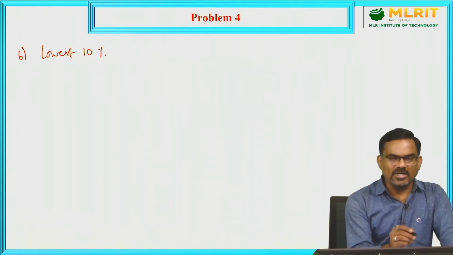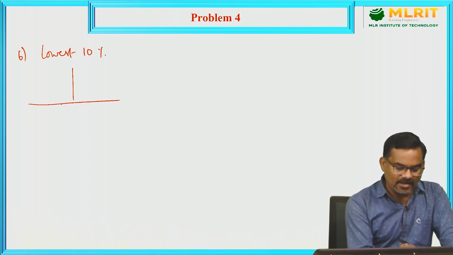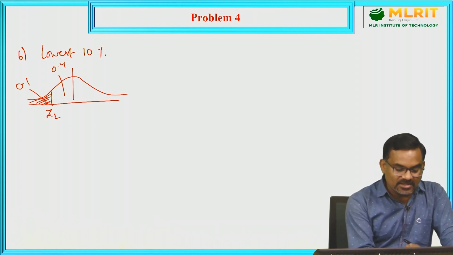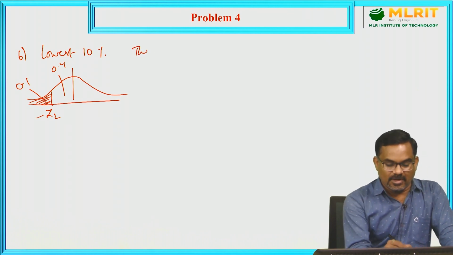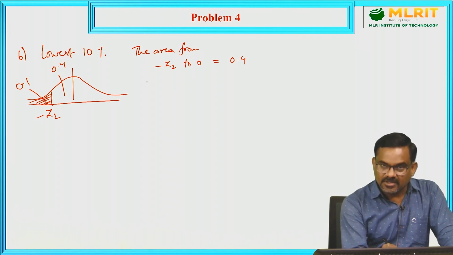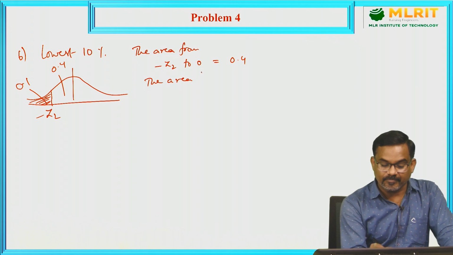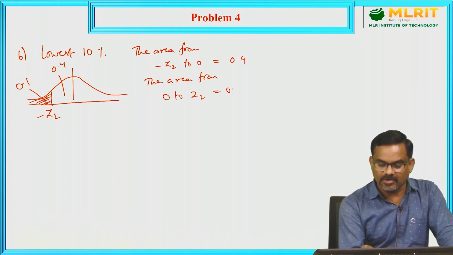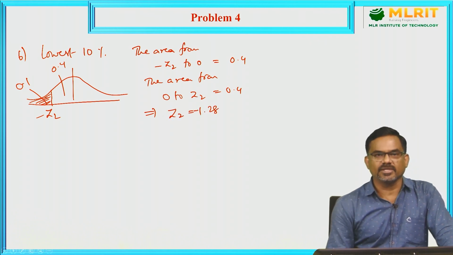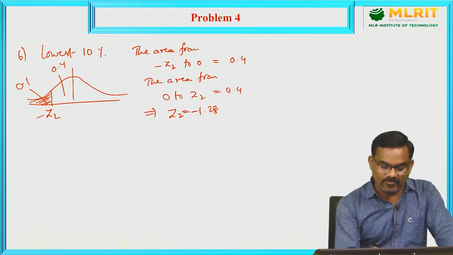Lowest 10% means they lie in the left tail of the distribution. So, this 10% of students is 0.1, and this is 0.4. So, this is some Z2, and here this Z2 will be a negative value. The area from minus Z2 to 0 is equal to 0.4, which is the same as the area from 0 to Z2 being 0.4, which we have just calculated. So, Z2 is 1.28 with a negative sign, Z2 equal to minus 1.28.